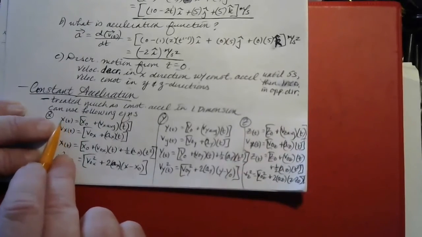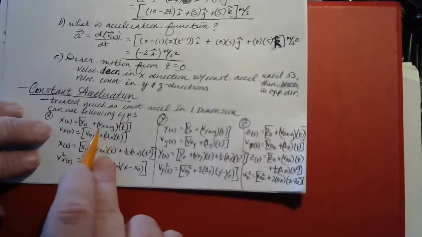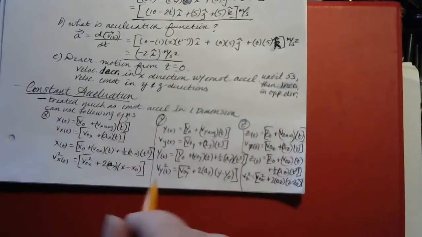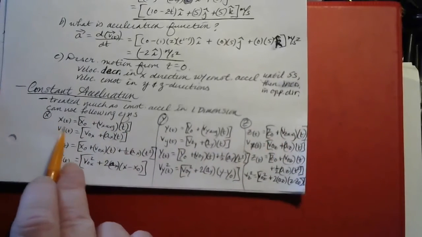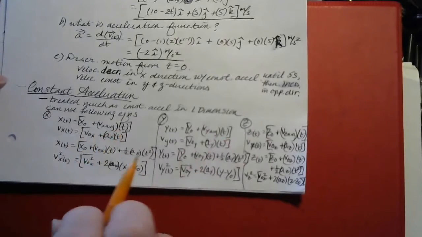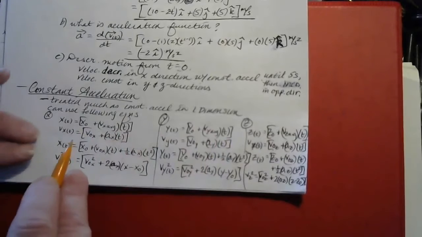So position in terms of x as a function of time would just be the original position plus the average velocity in the x direction times t. That's pretty much the same equation that we used before. It was just x final equals x original plus vt. So this is just a little small variation on that.